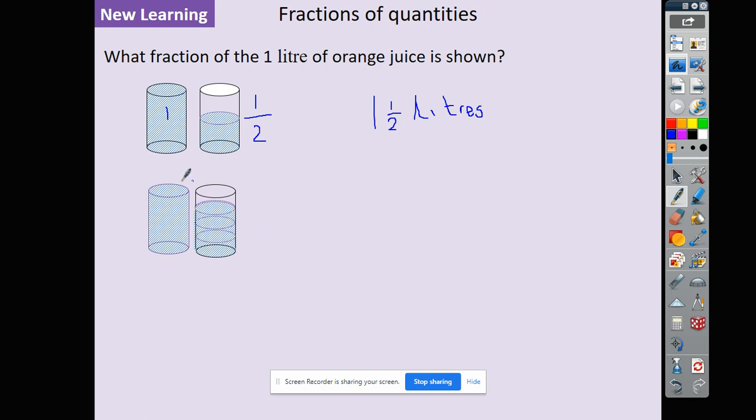Okay, so pause the video and see if you can have a go at this one. So you should spot you've got one whole straight away. So how many parts has this second one been split into? 1, 2, 3, 4 parts. How many were filled? 3 of them. So we've got 1 3/4 litres.